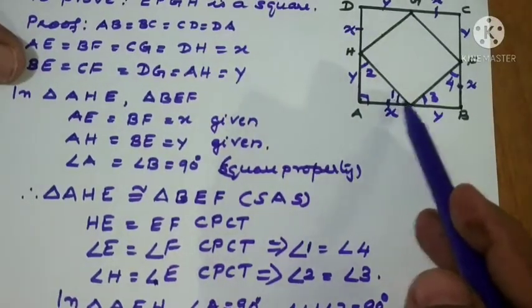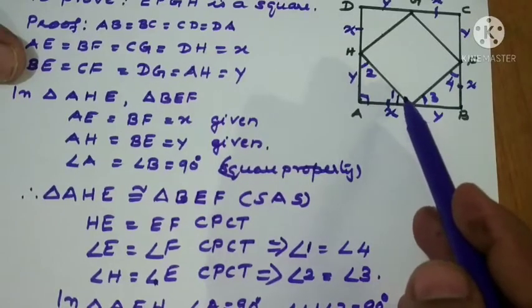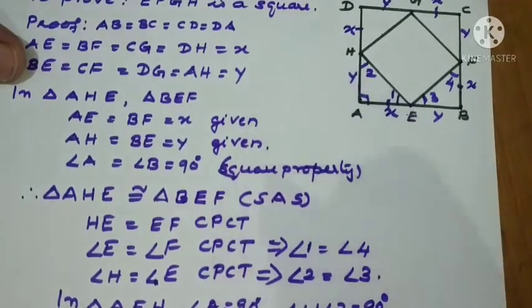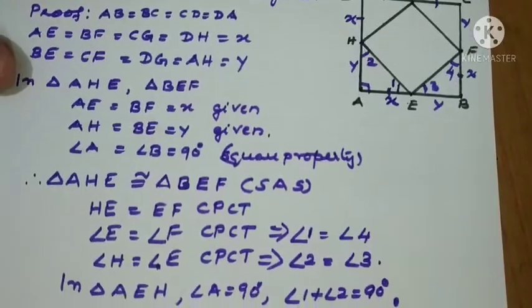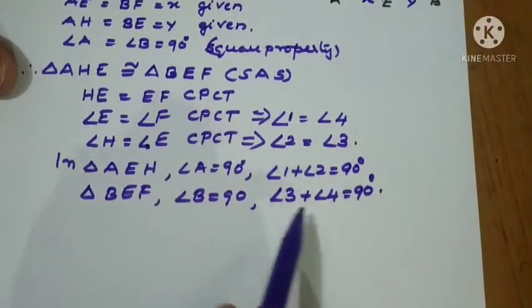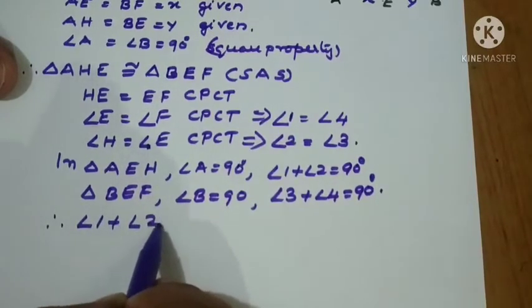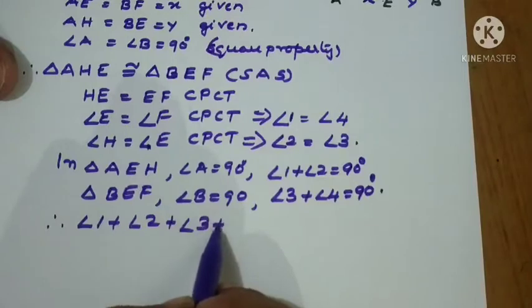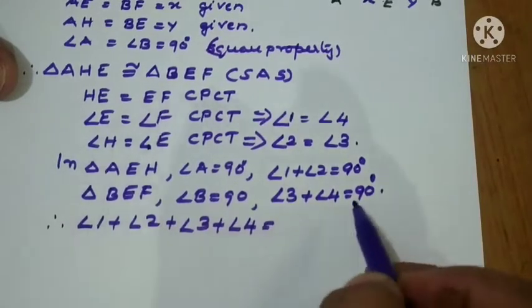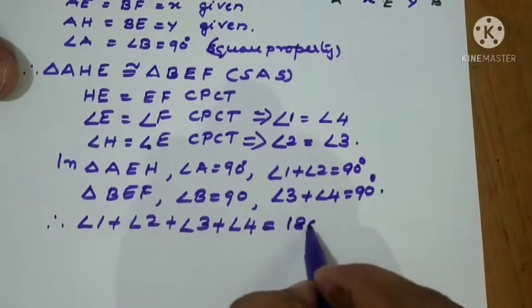Now we want what is the value for angle 1 and 3. Got the idea what we want? Angle 1 plus 3, what is the value? So now let us come back to our equation. We have got here angle 1 plus 2 equal to 90, 3 plus 4 equal to 90. Therefore, angle 1 plus angle 2 plus angle 3 plus angle 4, we are adding the left side first, then the right side. 90 plus 90, that is equal to 180 degrees.